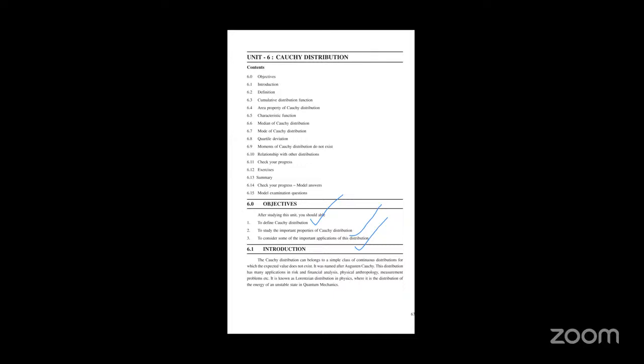Coming to the introduction, the Cauchy distribution belongs to a simple class of continuous distributions for which the expected value does not exist. It was named after Augustin Cauchy. This distribution has many applications in risk and financial analysis, physical anthropology, and measurement problems. In these applications, we use the Cauchy distribution.